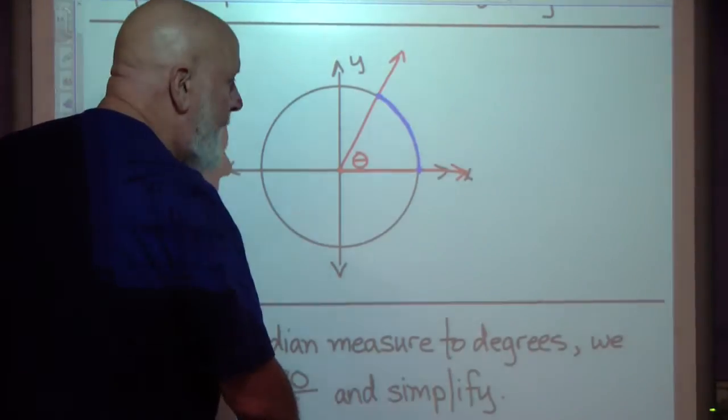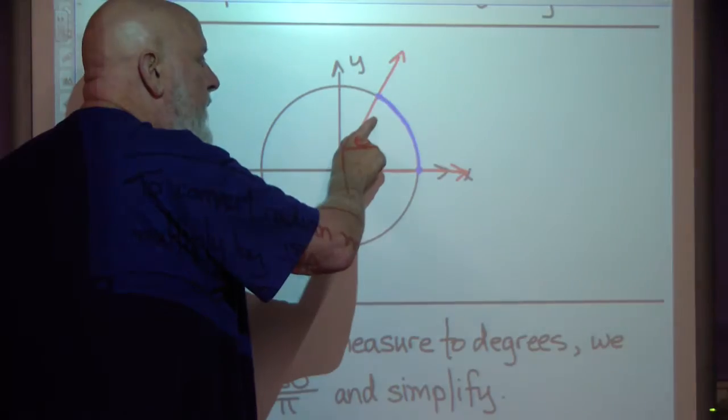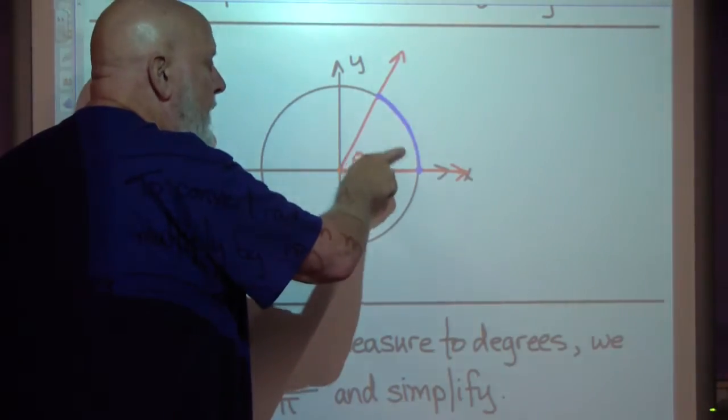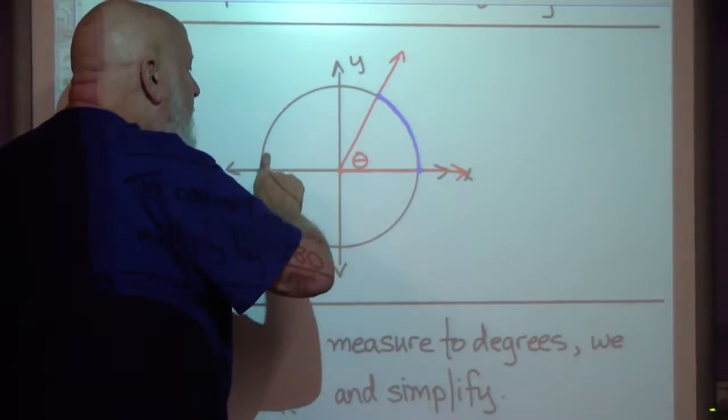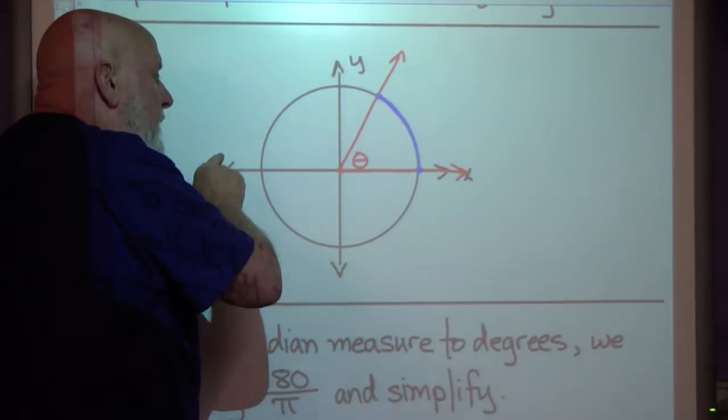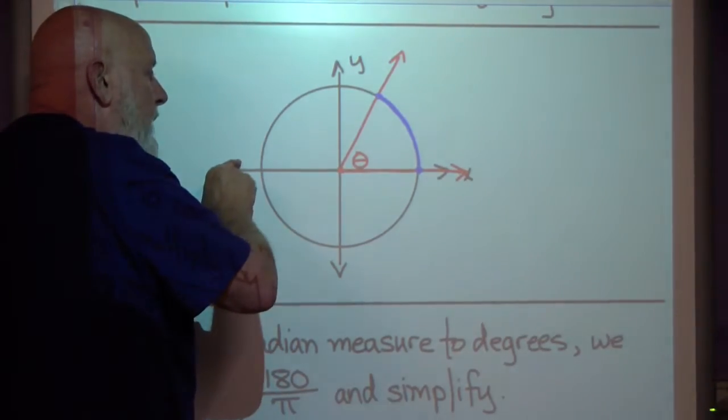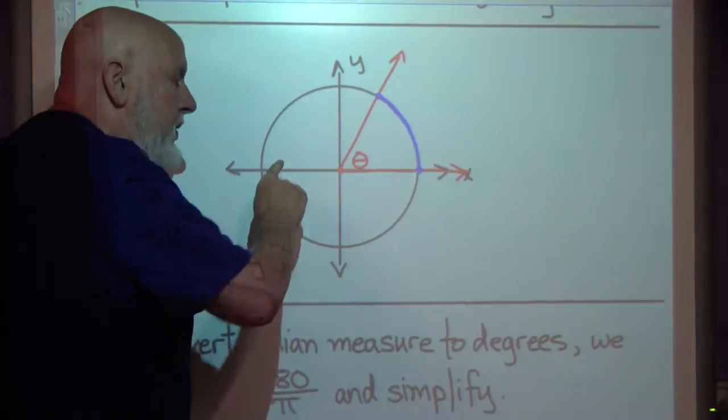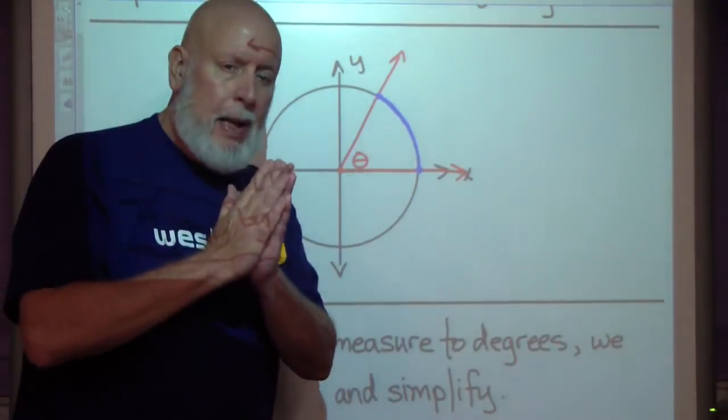Degrees are a little bitty compared to radians. Radians are much bigger than degrees. So 1, 2, 3 radians is almost 180 degrees. Pi radians is 180 degrees, just like we talked about in the last lecture.